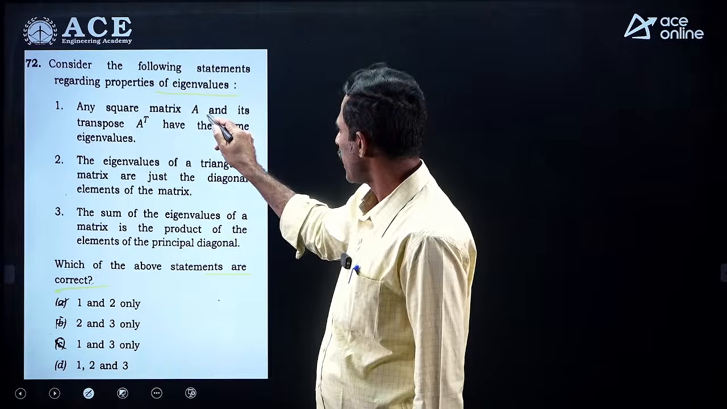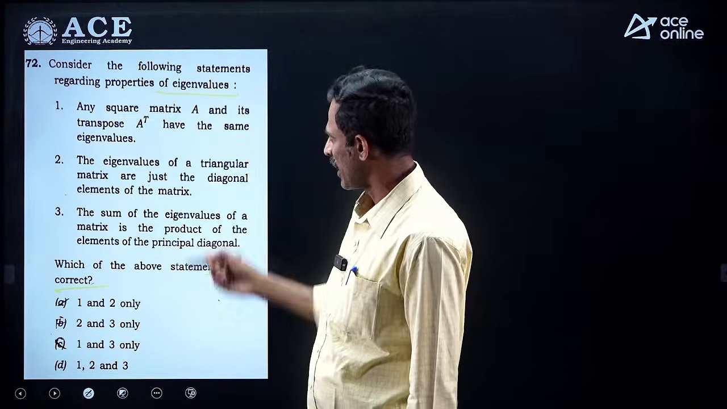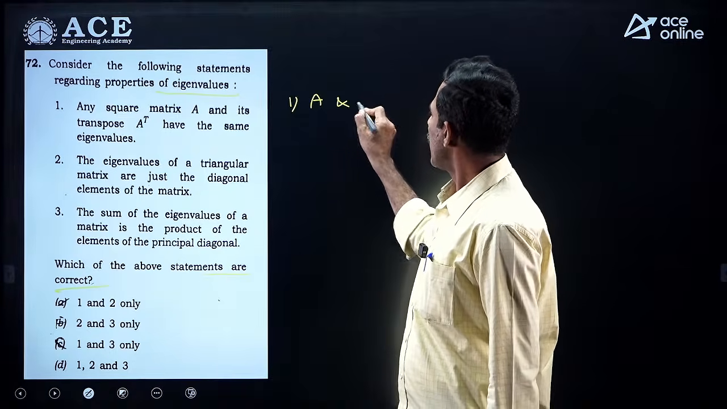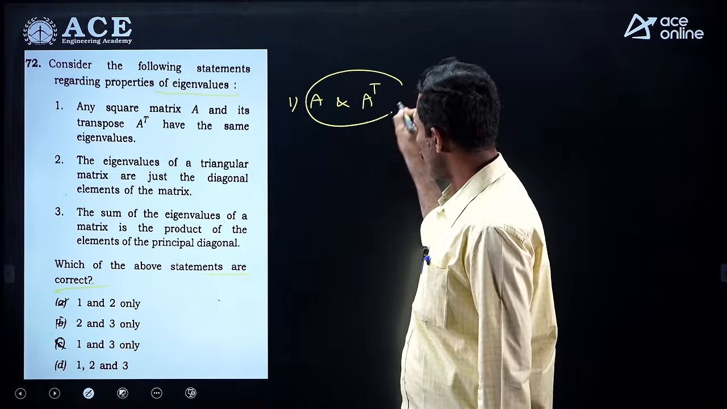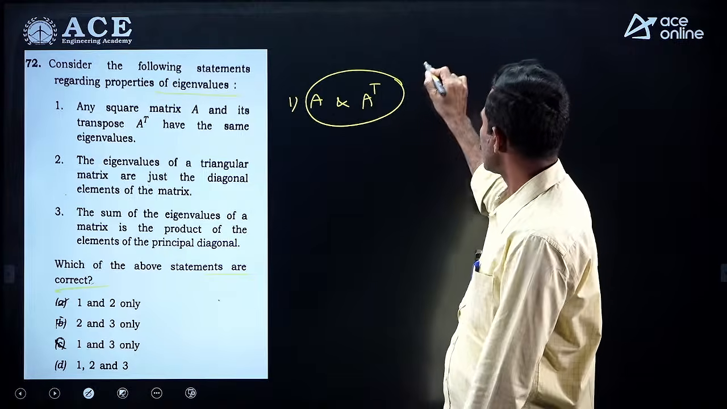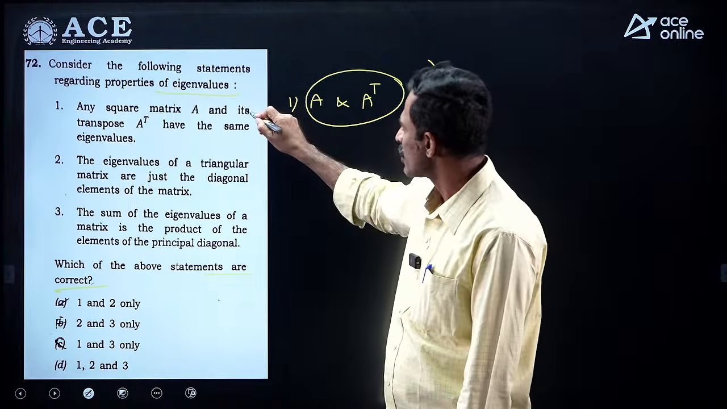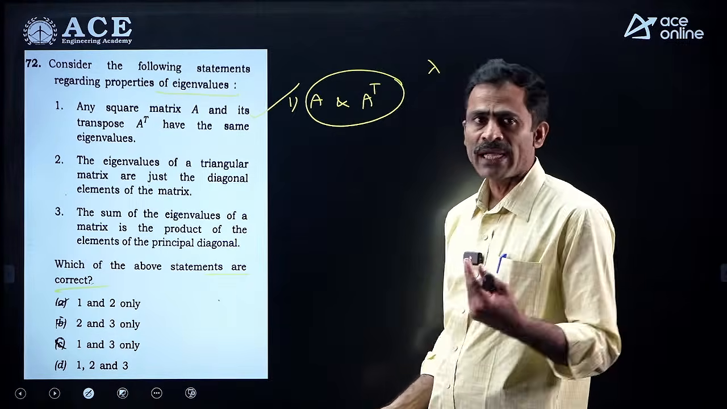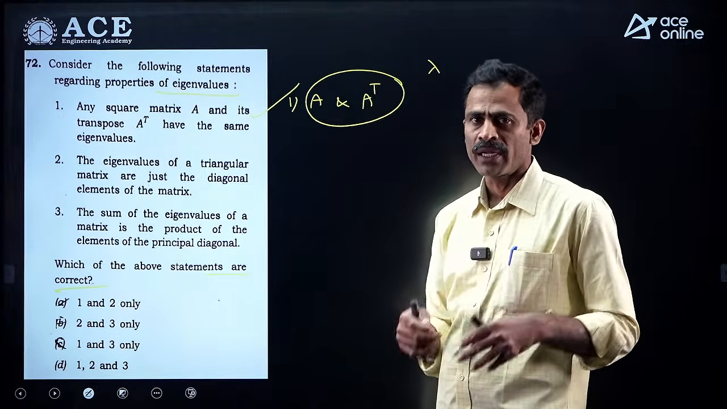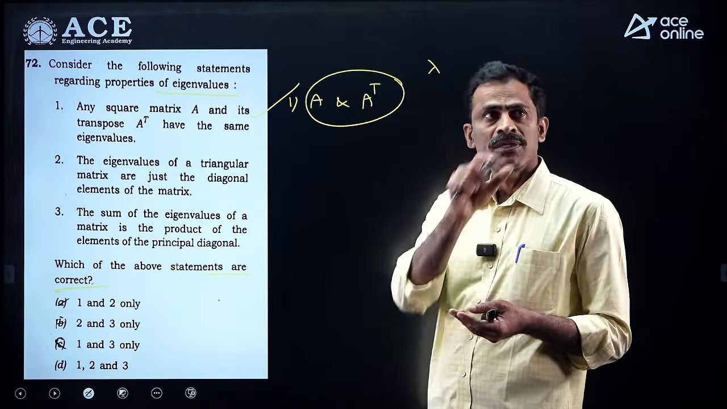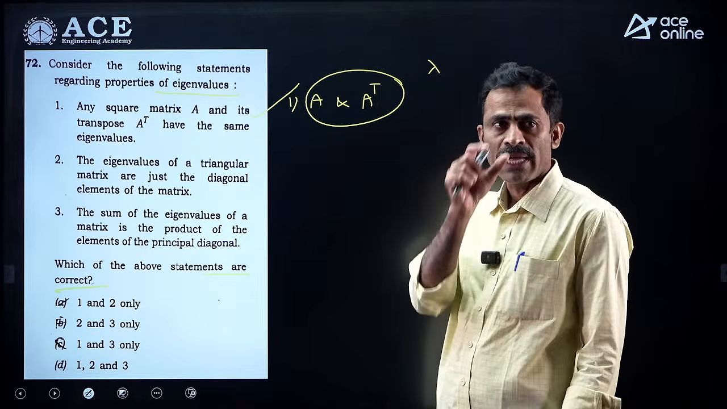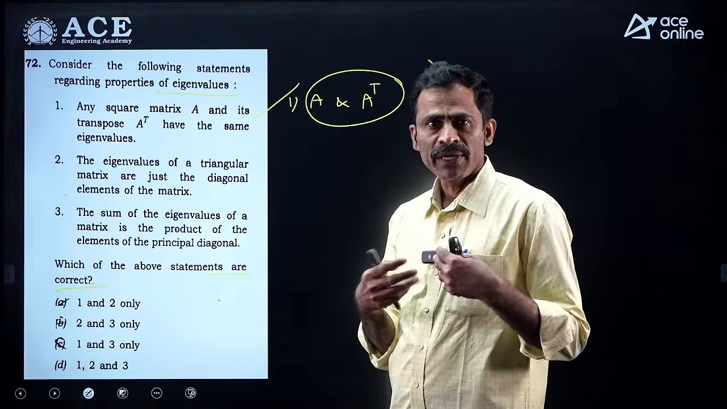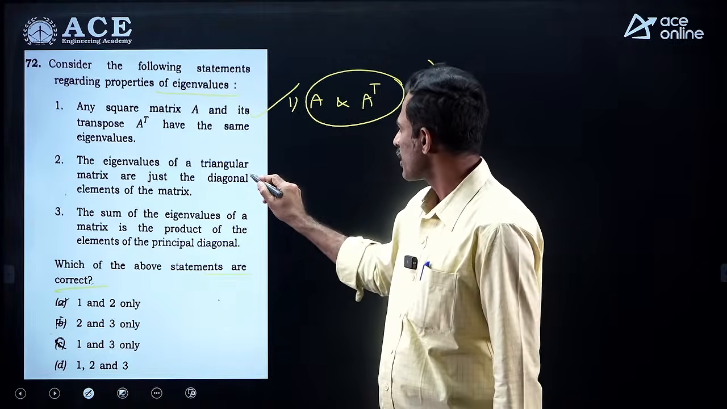Any square matrix A and its transpose have the same eigenvalues. This is directly the property: A and A transpose will have the same eigenvalues. So this is the correct statement. The eigenvalues of a triangular matrix: here triangular matrix means it may be upper triangular or lower triangular. For an upper triangular or lower triangular matrix, the diagonal elements are the eigenvalues. For a triangular matrix, the eigenvalues are its diagonal elements. This is the correct statement.